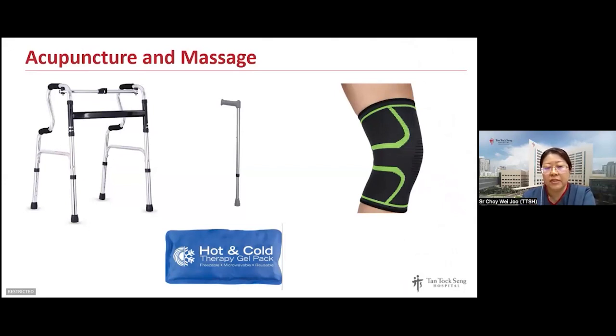At the end of the day, sometimes after long hours of walking or standing, osteoarthritis may give you a lot of pain. So what you can do is put a cold pack over the affected joints, rest, and elevate your affected joint, and with the cold pack, usually the pain gets better.